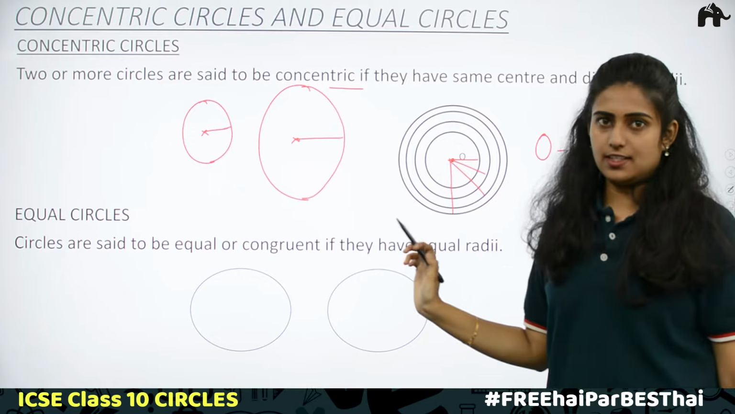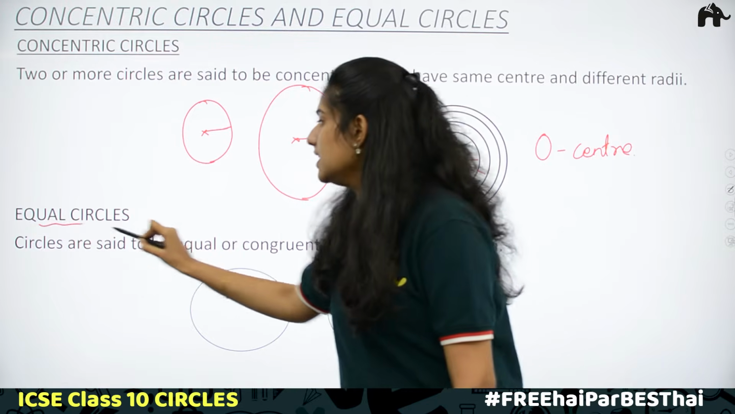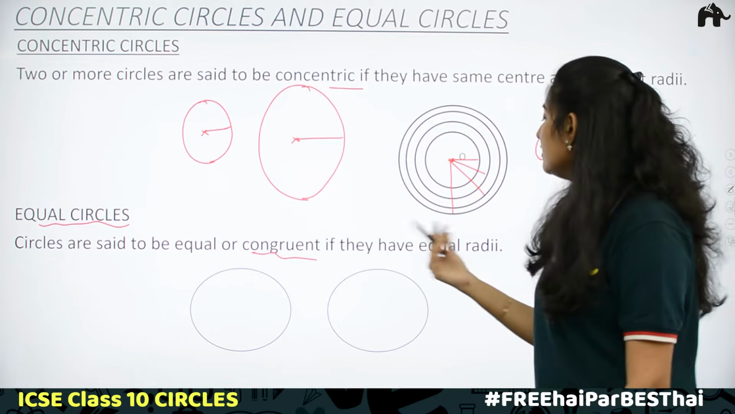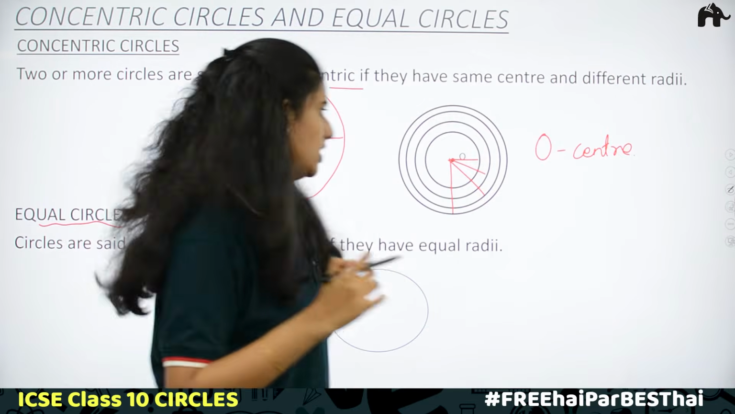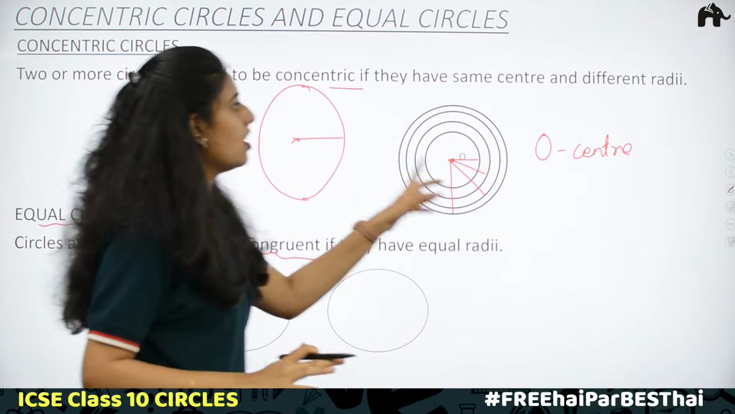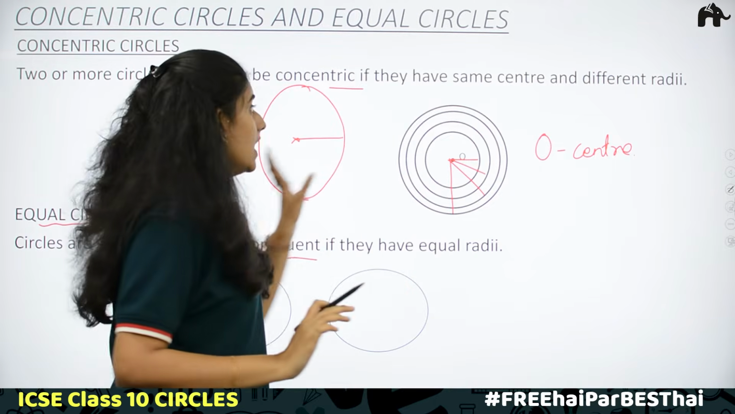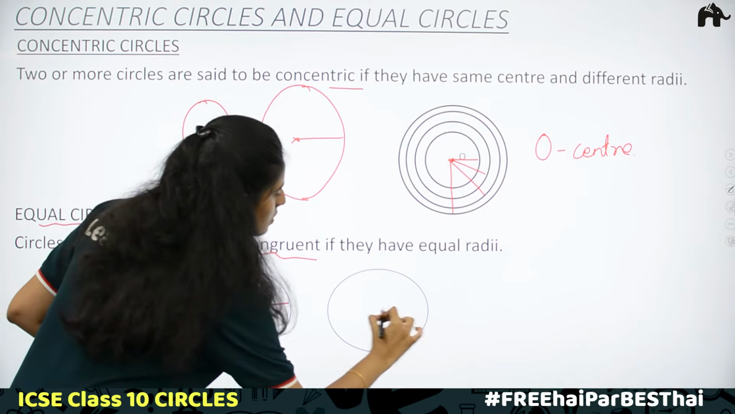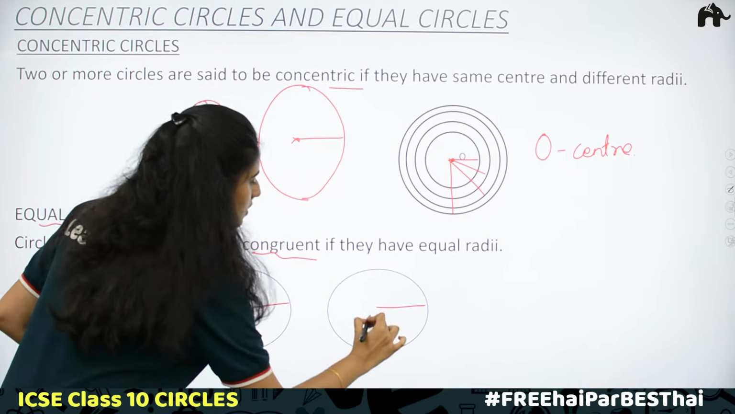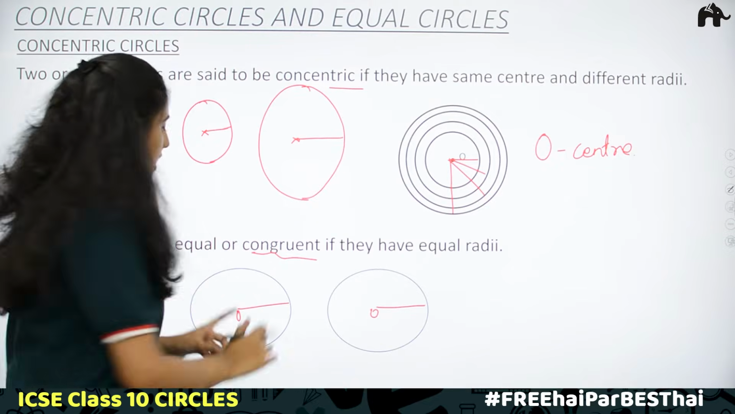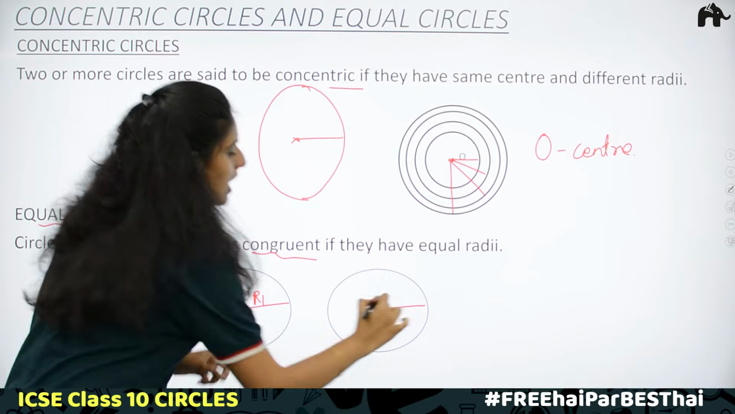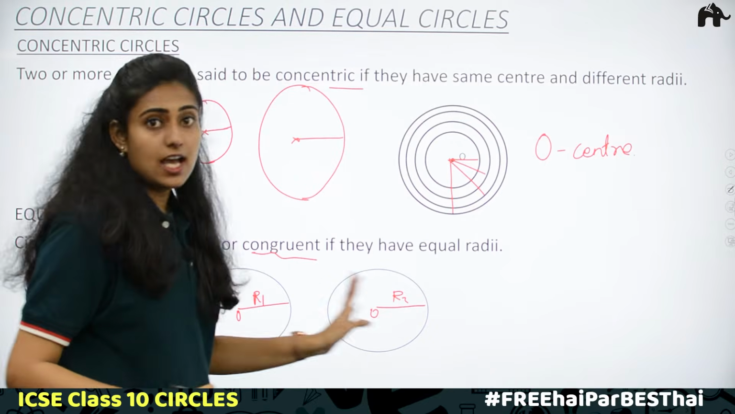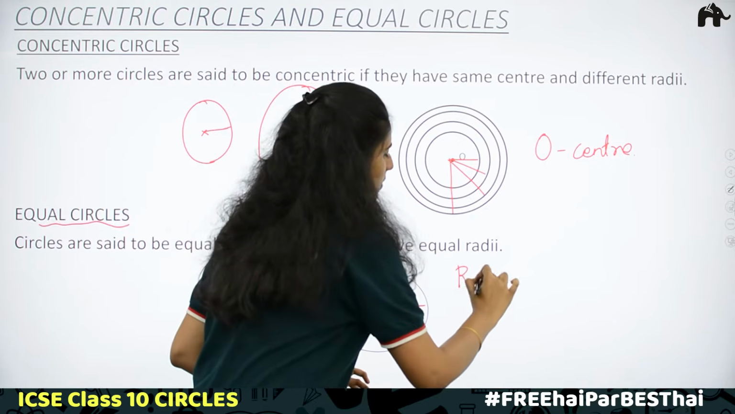Now what are equal circles? When it comes to equal circles, the circles are said to be equal, or we call it congruent, if they have equal radii. So in case of concentric circles, it is not necessary that we have same radii, but here the radius is same. Here we have 2 circles. This is radius of the first circle R1, this is radius of second circle R2. So if these 2 circles are equal, then their radii will be equal.